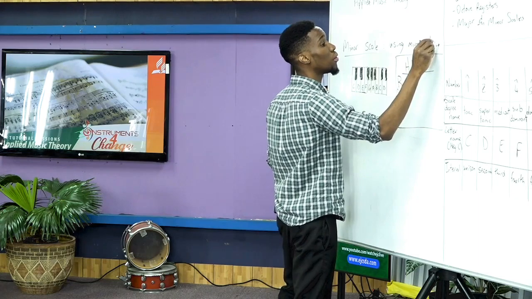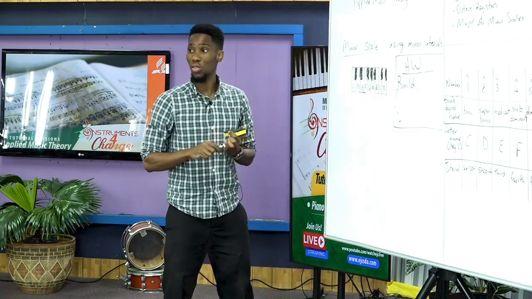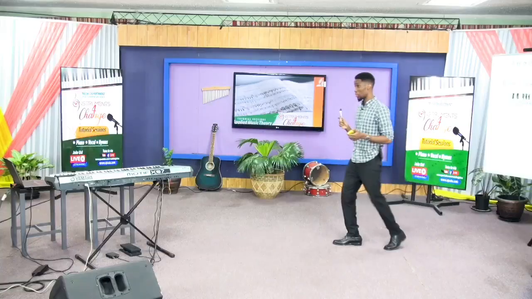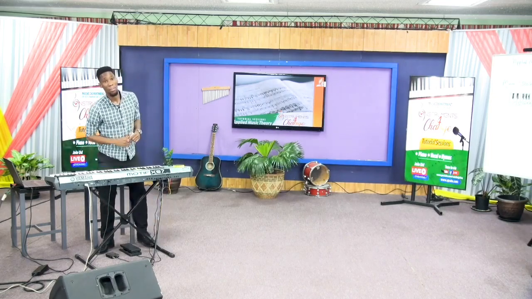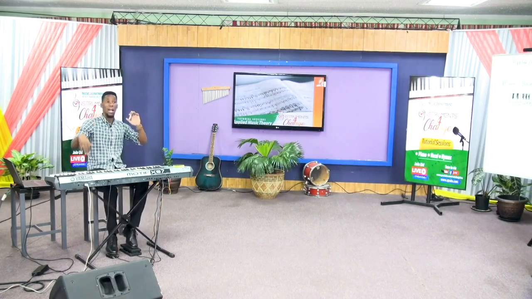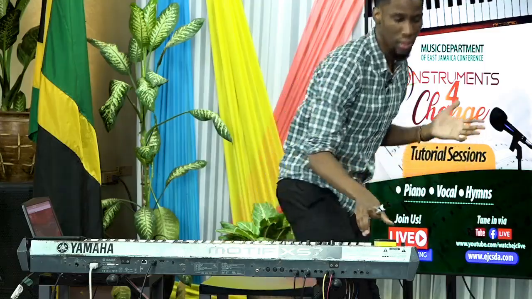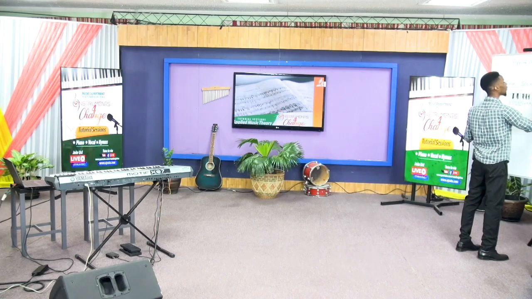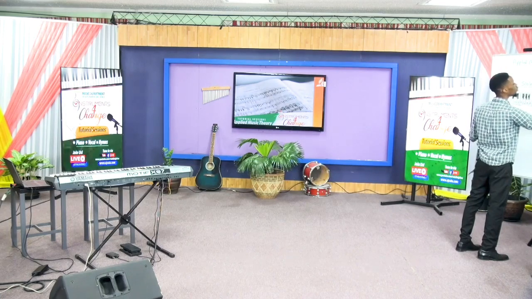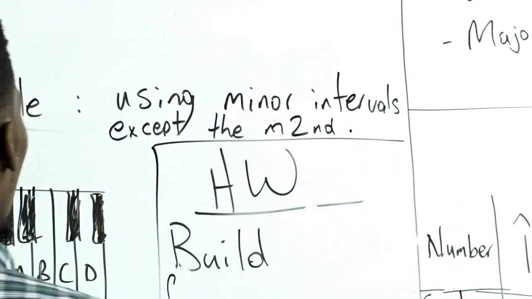No. This is not a hard and fast rule. Pay attention here because we don't use a minor second. The main minor intervals that we use are the minor third, the minor sixth, and the minor seventh. So let's put that in the definition. How to build a minor scale: use the minor intervals except the second, except the minor second. Let's put M2, except the minor second, right?